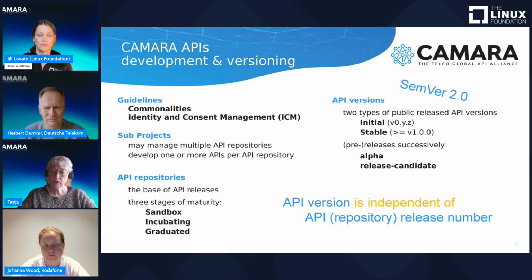So one other important thing is that API version is independent of the API repository release number. So APIs clearly have their own versioning and are clearly versioned, while the repository, which are then eventually released, have their own release number. Next slide, please.